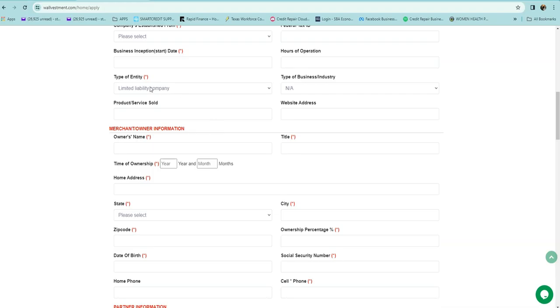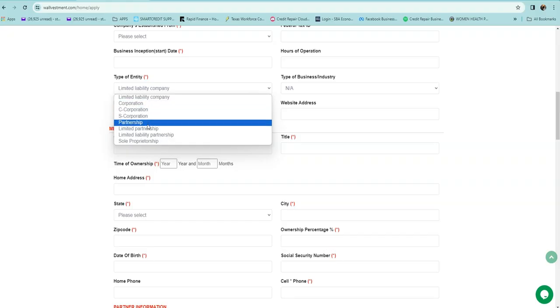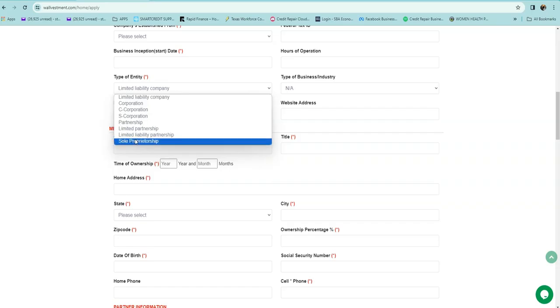Entity, type of entity. This is extremely important, guys. There are many types of entity, like limited liability company, which is an LLC, a corporation. Is it a C corporation? Is it an S corporation? Those are for tax purposes. So if they don't know if it's a C or an S, just put corporation. Okay, is it a partnership or a limited partnership? Things like that, right? So sole proprietorship is important.